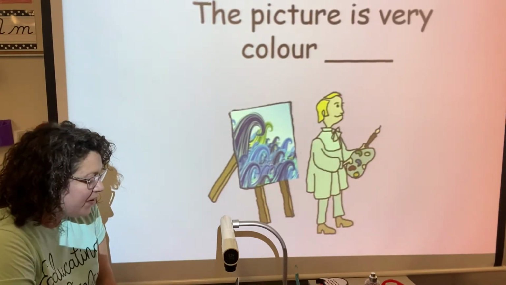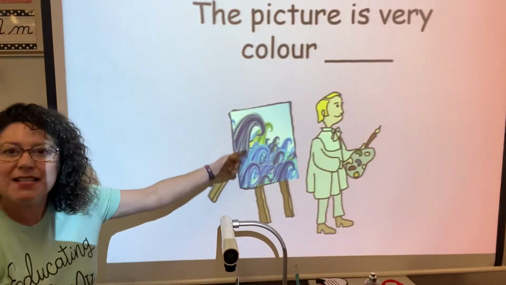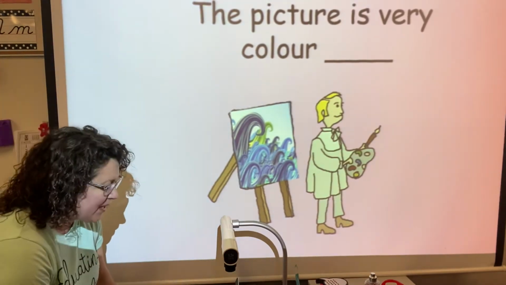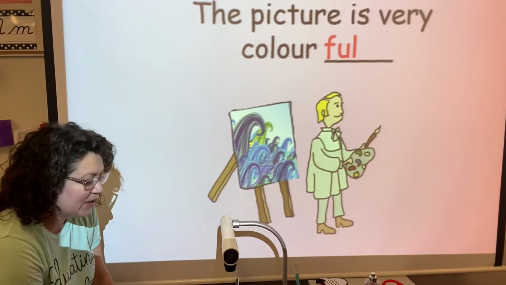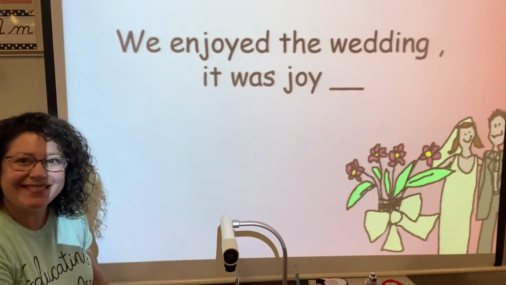The picture is very color blank. Well, look at the picture. It has a bunch of colors on it, right? So it would be colorful. Colorful. Why? Because it had a bunch of colors on it.